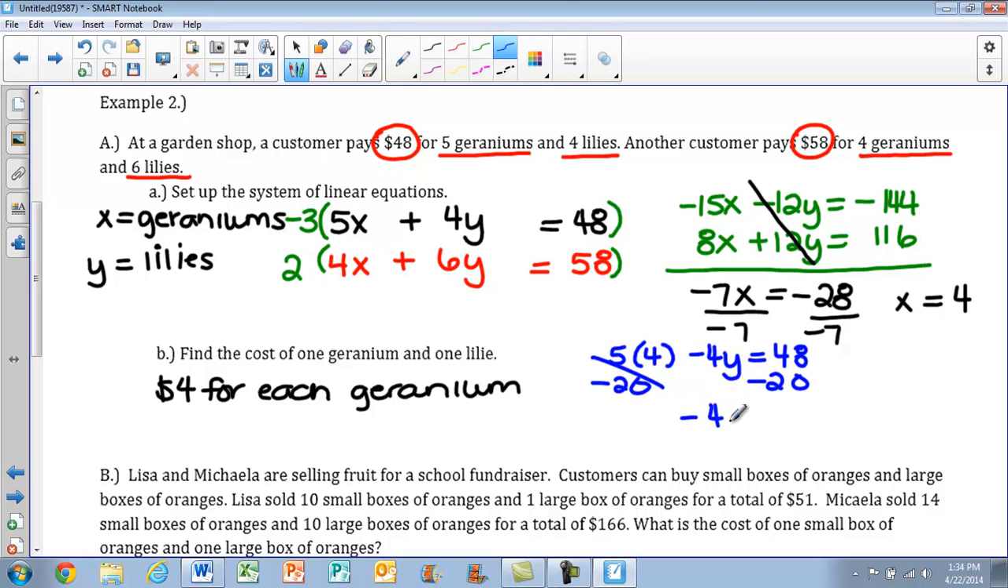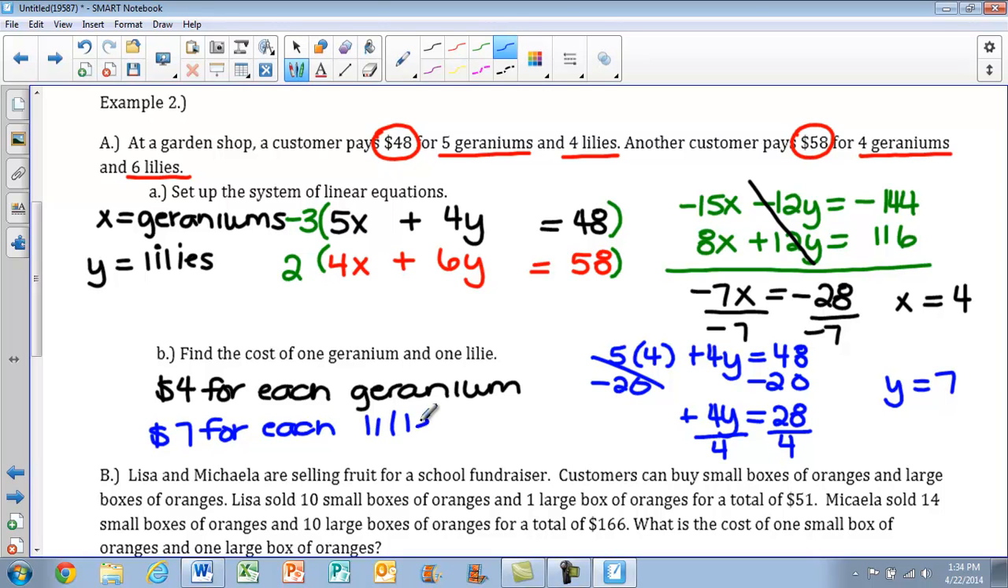So I have negative 4y. Oops, sorry, that should be positive 4y equals 28. Divide both sides by 4 here. And I have that my y is equal to 7. So it's going to be $7 for each lily. Again, you can plug these back into the original and make sure that it works out.